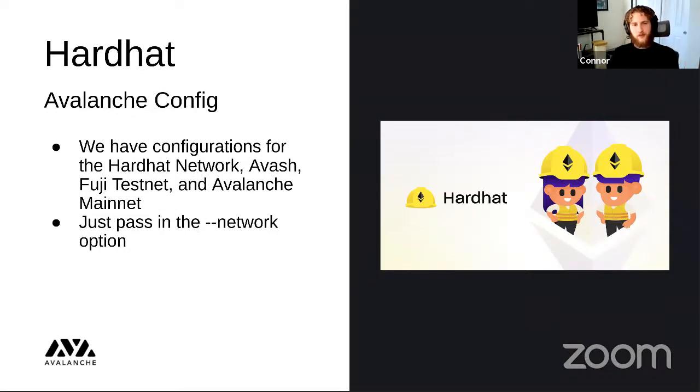So how does this get fine-tuned for Avalanche? Well, basically, we have a Hardhat network configuration, and we fine-tuned it so that it's already pointing at our local testing network, Avalanche, at our Fuji testnet, and at our mainnet. And like I mentioned, there's this --network flag option, and you just type in where you want to deploy. Do you want to deploy to mainnet? Do you want to deploy to Fuji? Do you want to deploy to Hardhat? And it just will take you there.